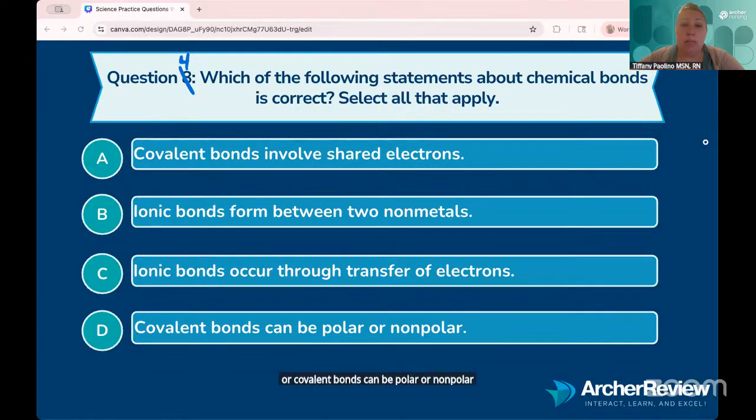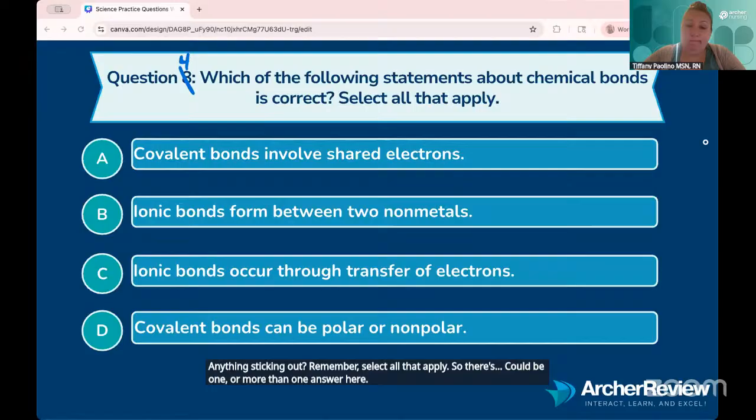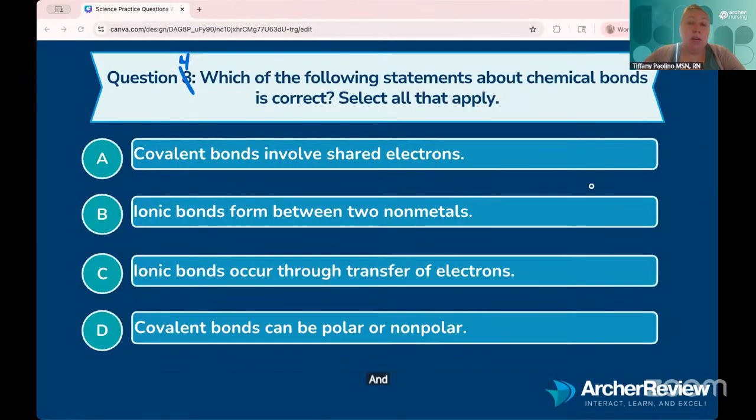So, what do we remember about chemical bonds? What's important about chemical bonds? Anything sticking out? Remember, select all that apply. So there could be one or more than one answer here. And when I do select all that apply, I like to say, is this a true statement or a false statement about whatever we're talking about?